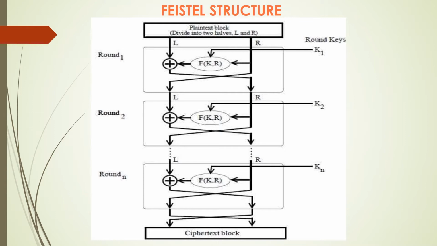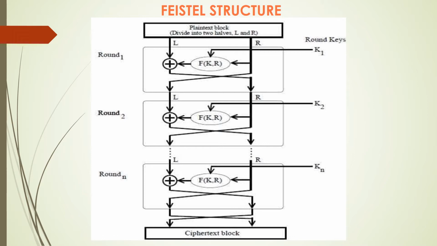Then the output from the left half and the right half will be swapped. That means the output from the left half will be stored in the right half, and the output from the right half will be stored in the left half. The whole process we call a round, that is a single round.